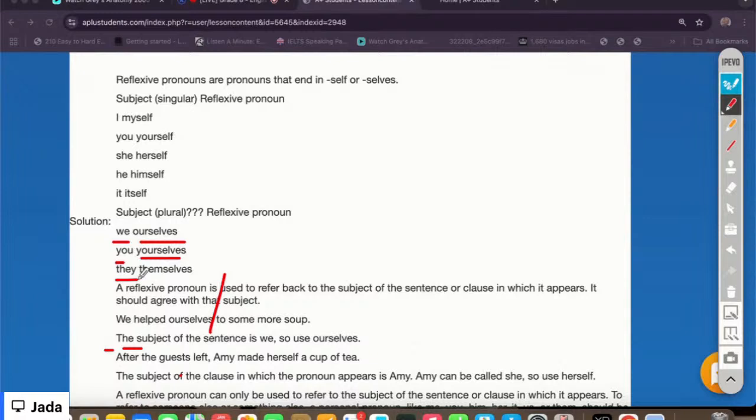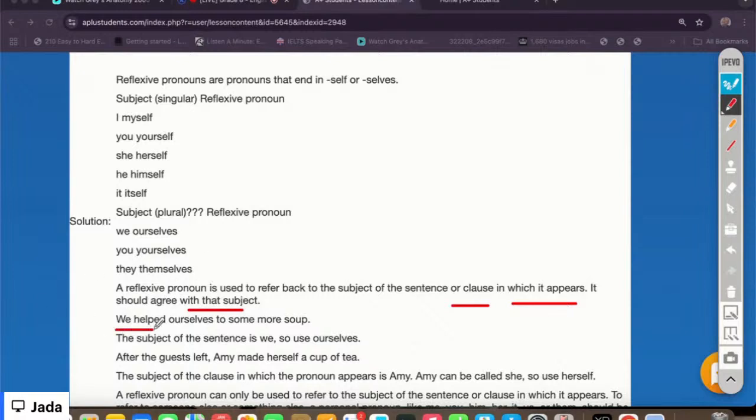A reflexive pronoun is used to refer back to the subject of the sentence or clause in which it appears. It should agree with that subject. So a reflexive pronoun must always agree with the subject.